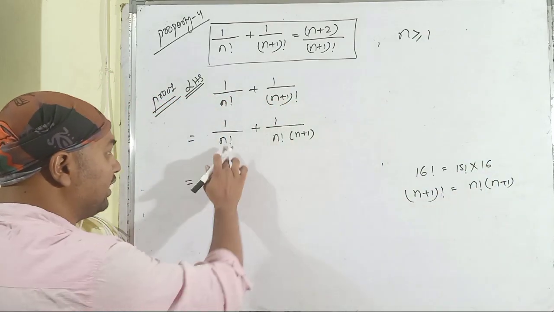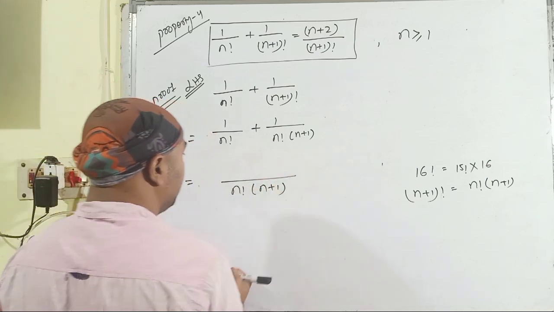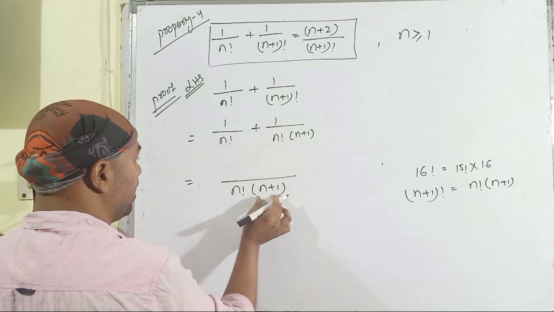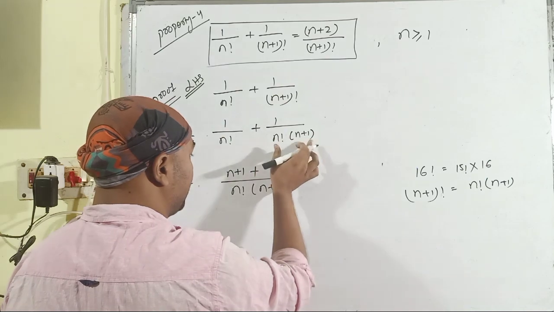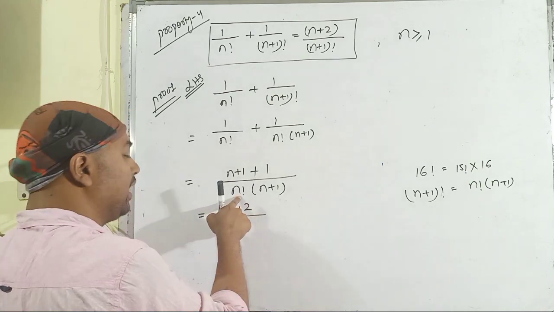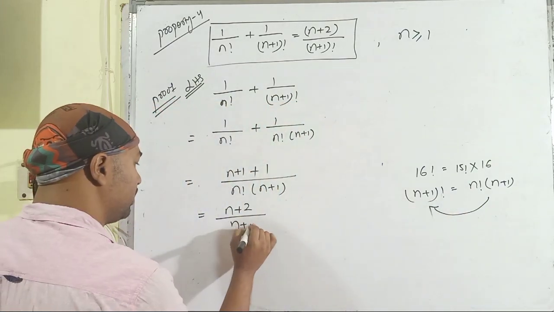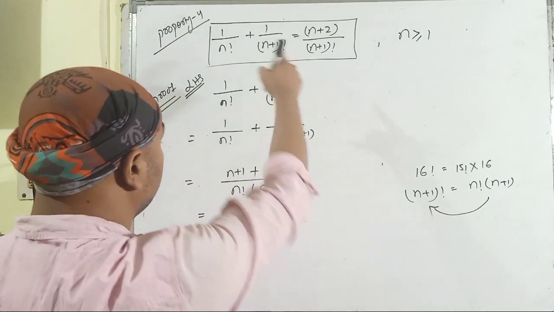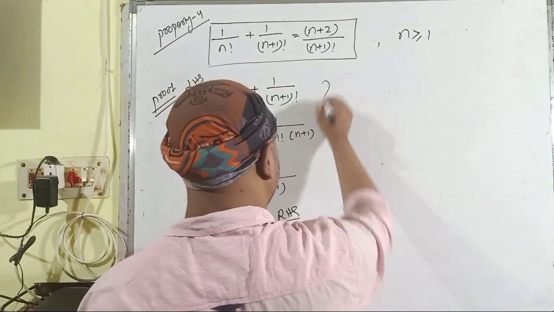So taking the LCM of these two denominators, we have n factorial multiplied with n plus 1. Then dividing n factorial multiplied with n plus 1 by n factorial, we get n plus 1 multiplied with 1, that is n plus 1. Plus dividing, we get 1 here, 1 multiplied with 1, that means it is 1. So n plus 2 divided by, again in place of n factorial multiplied with n plus 1, we have to put this value. And so you can see that this is the right hand side part of the formula, and here it has been proved. Then let us solve some problems based upon this formula.